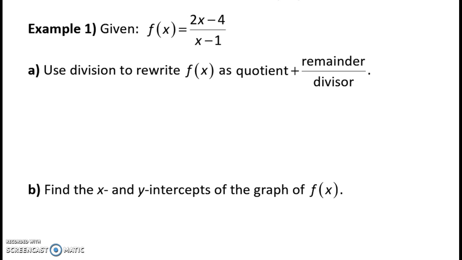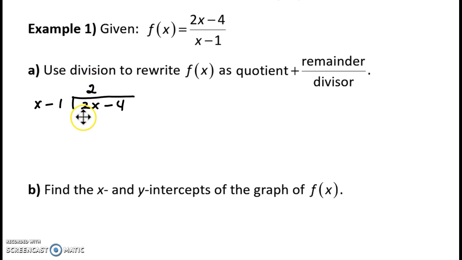The first thing that we're going to do is to rewrite f(x) as a quotient plus a remainder over a divisor. And we're going to use long division. x - 1 divided into 2x - 4. So the first step in long division is to take the first term 2x divided by the divisor's first term x, and we get a quotient of 2.